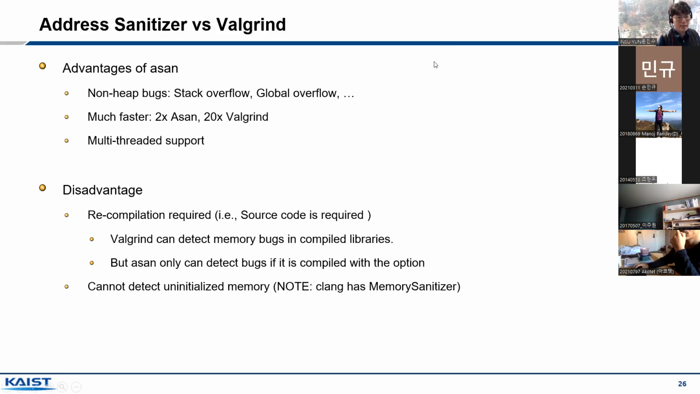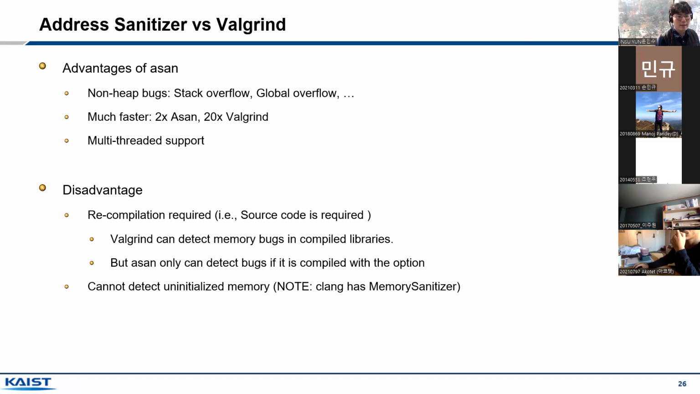And the address sanitizer has several pros and cons. The good thing about the address sanitizer compared to the other memory detecting tools, for example Valgrind, is that it can also detect non-heap bugs. For example, it can detect the stack overflow and the global variable overflow. Those types of bugs can be detected by the address sanitizer, but not Valgrind.